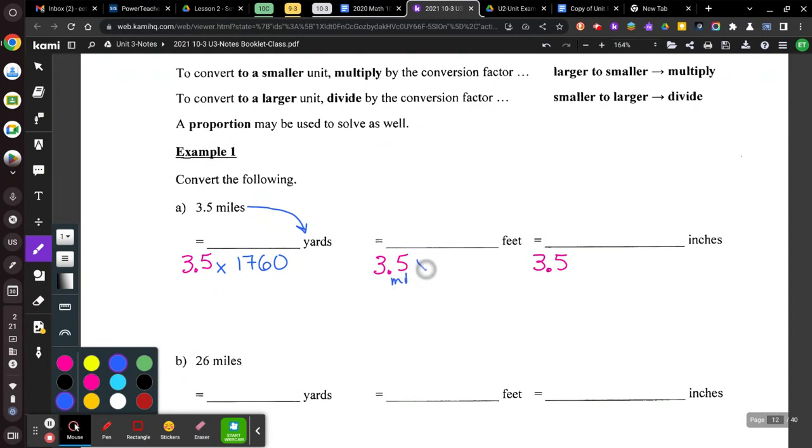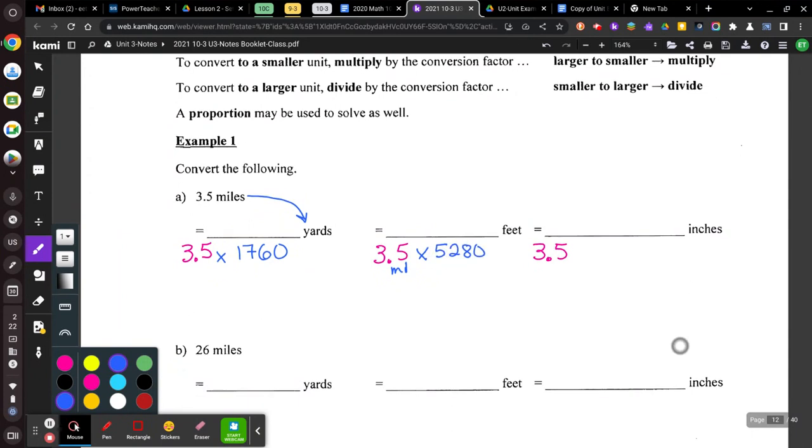Okay? Then we're going to take the same amount of miles. We're timesing it now by what for feet? So now we're moving across, and we're going to times it by 5280. So times 5280 gives us feet. Then we're going to times it by 63,360 to get inches. So we're timesing by all three of those numbers. So this one, the first guy should give us 6,160.